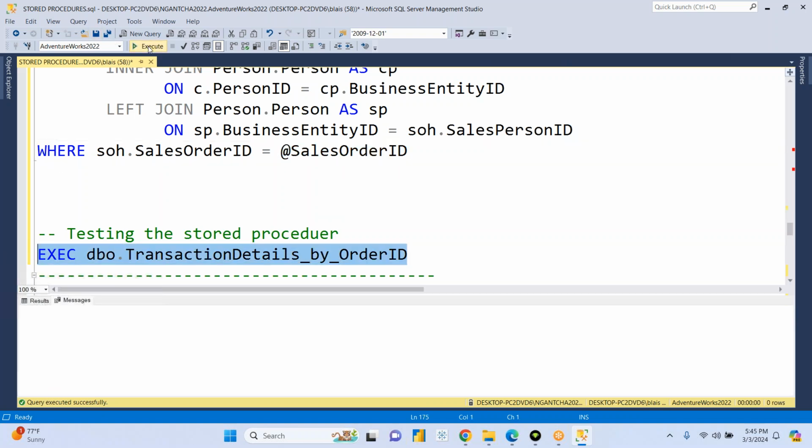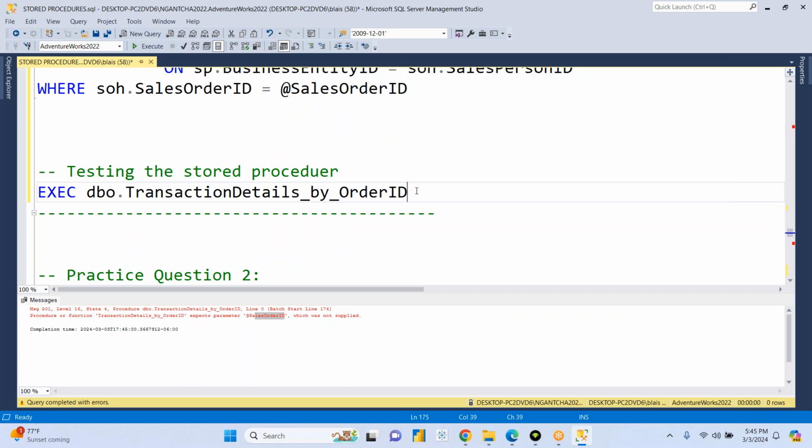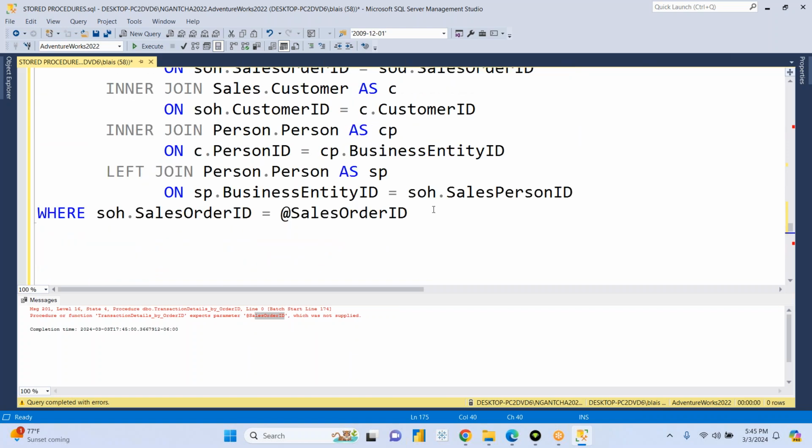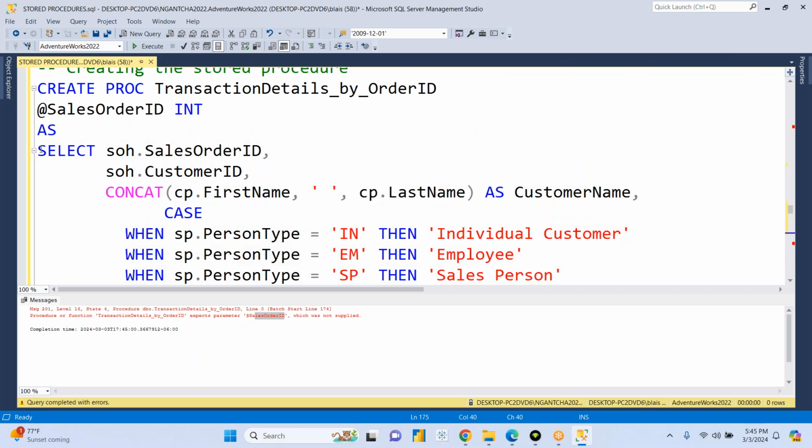So if I execute this, you see it gives you an error. And it reminds you that what you executed is a stored procedure. It expects a parameter, sales order ID. This thing is very smart. So you need to provide a sales order ID right here. Can somebody give me any one valid sales order ID? Otherwise I will need to run the entire query right here.